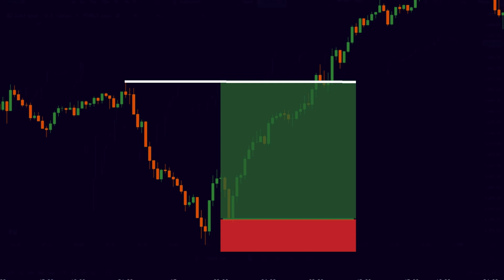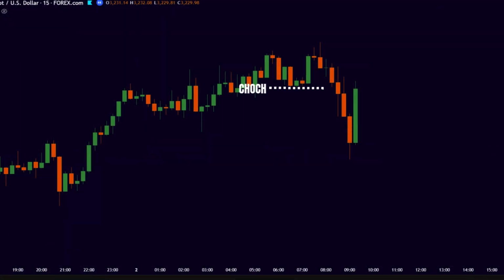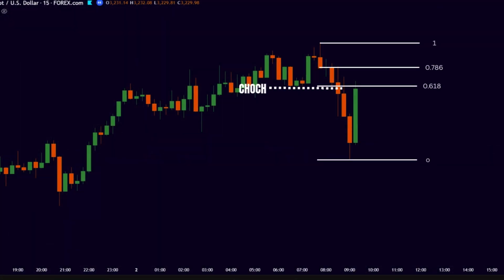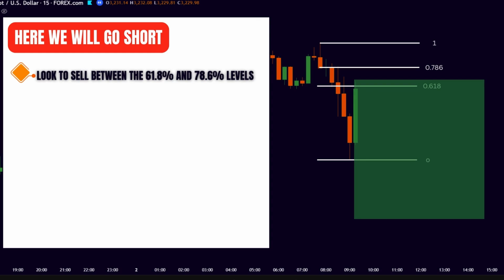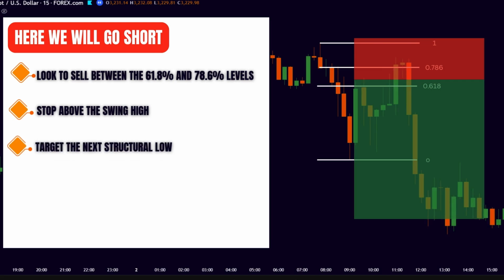Entry pattern 2, CHoCH without inefficiency. Sometimes the CHoCH move is clean but doesn't leave a gap. In that case, use the Fibonacci retracement. Draw it from the start to the end of the CHoCH move and look to sell between the 61.8% and 78.6% levels. Stop above the swing high, target the next structural low.